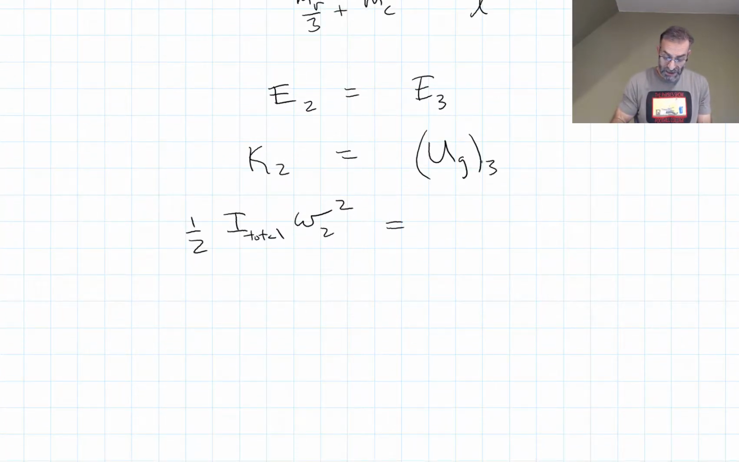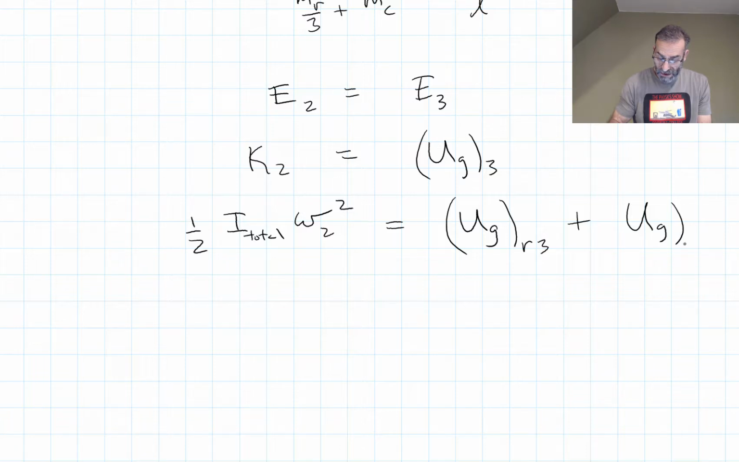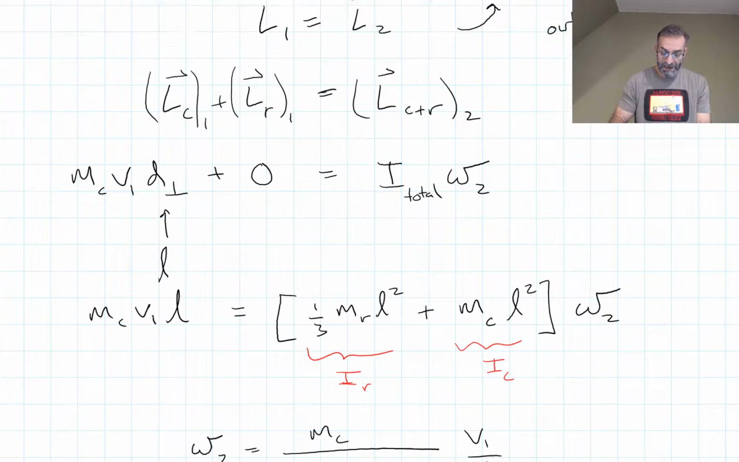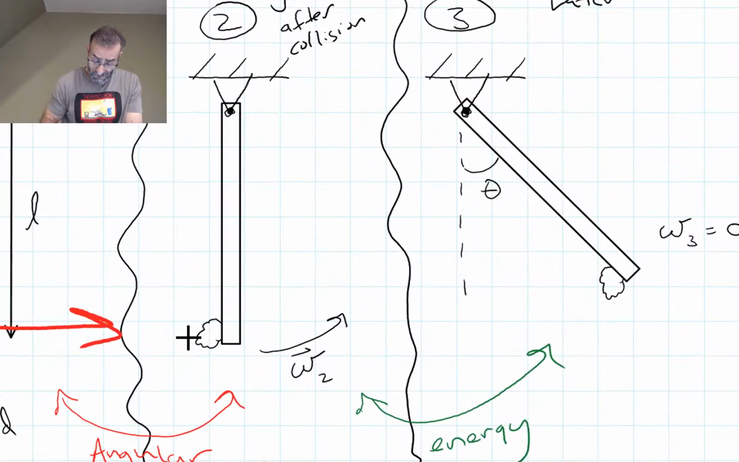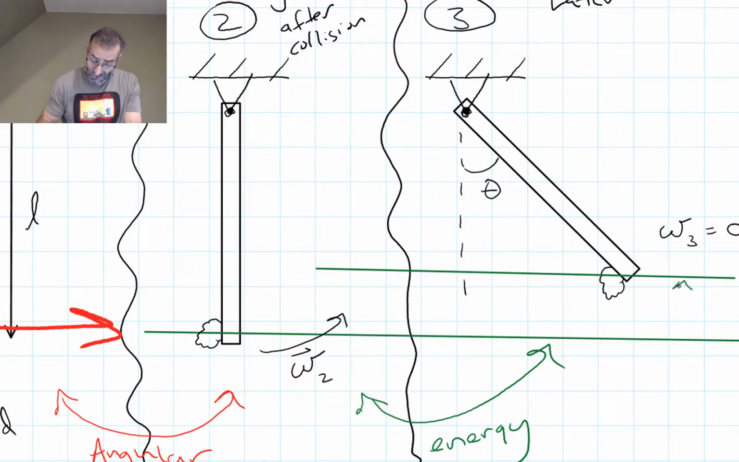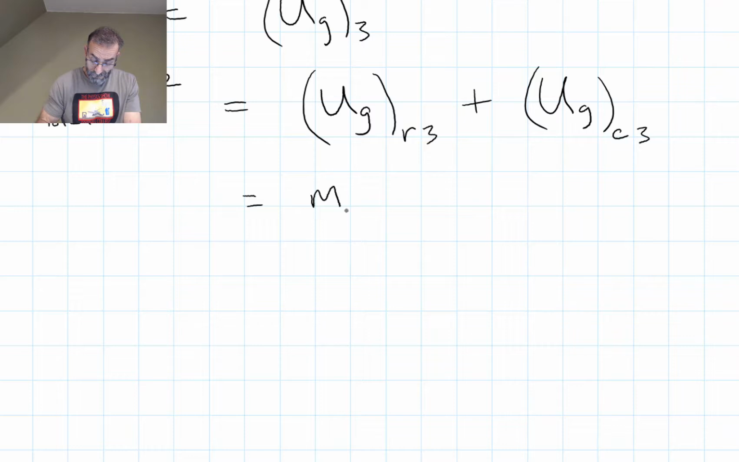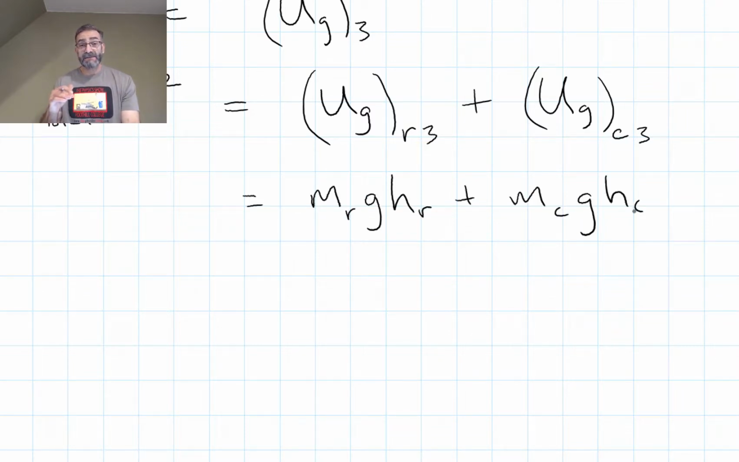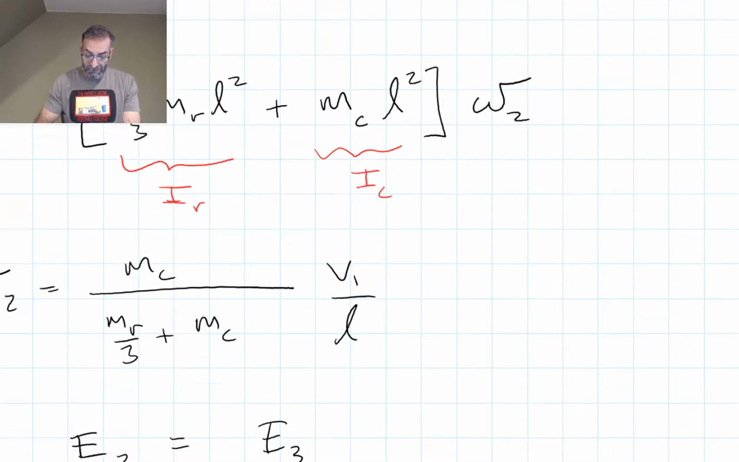What's the gravitational potential energy at time 3? Well, we can either find the center of mass of the system, or we can just treat the two individually. We can find the gravitational potential energy of the rod at time 3 and add that to the gravitational potential energy of the clay at time 3. So let's take a look at that. The clay starts out at the very end of the rod, and it ends up here. We want to know the height that it goes up. I'll call that HC. So if I look at my equation, I need to figure out the height that the center of mass of the rod rises and the height that the center of the clay rises, HR and HC.